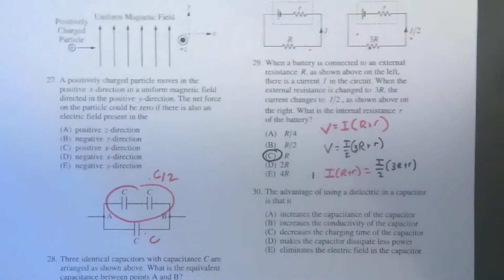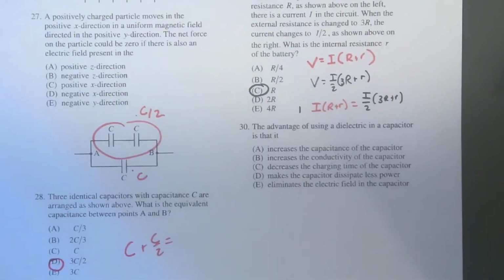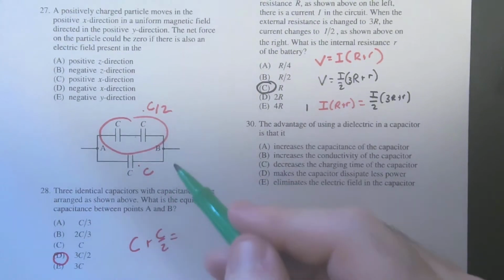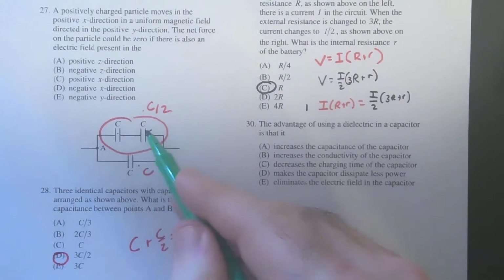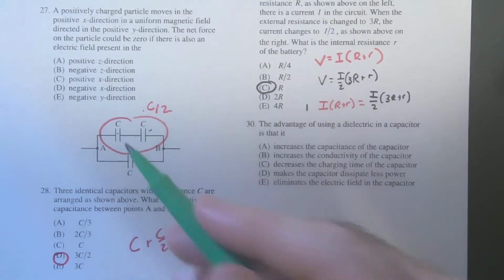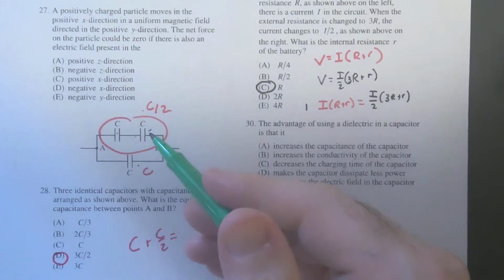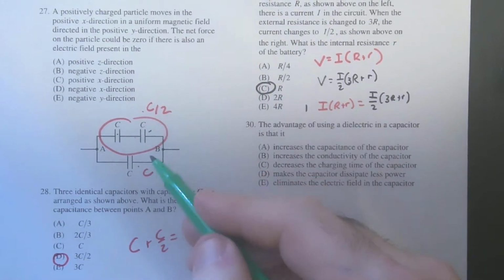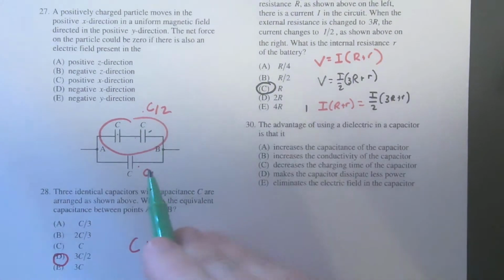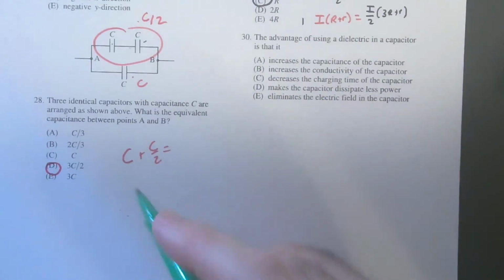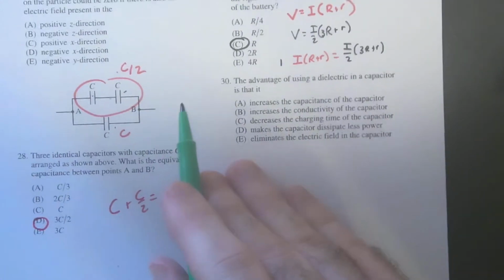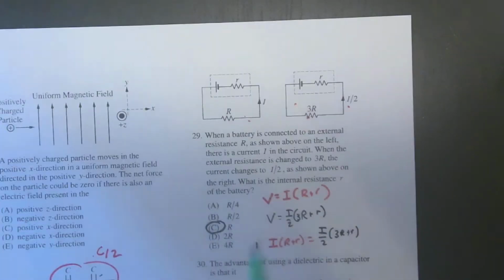And now we're looking at question 28. We have 3 capacitors trying to find the CEQ here. Well, these two are in series. Series, you know, is the whole 1 over thing when it comes to capacitors. So C and C gives you C over 2. That's in parallel with this C. And when they're in parallel, you add them up, and you get 3C over 2, or 1.5C, which is pretty easy.